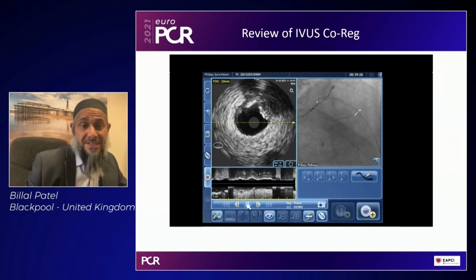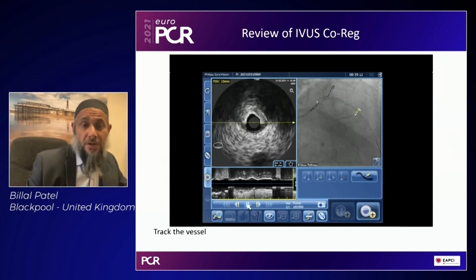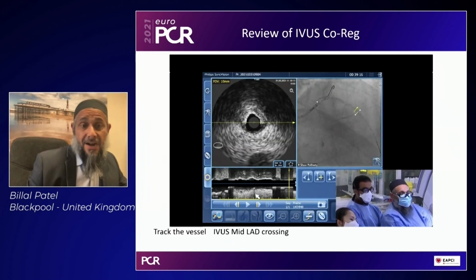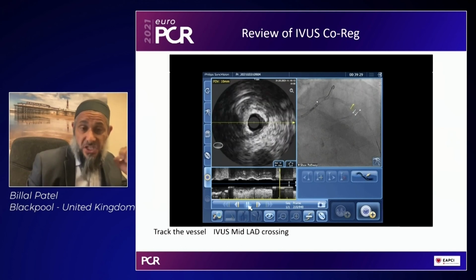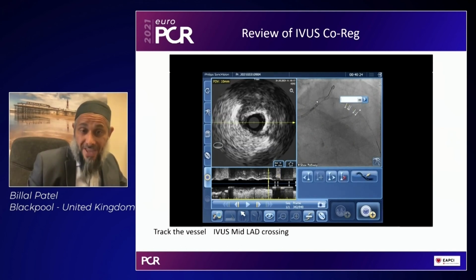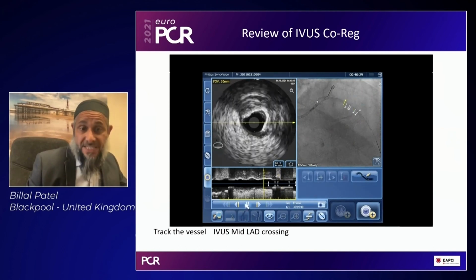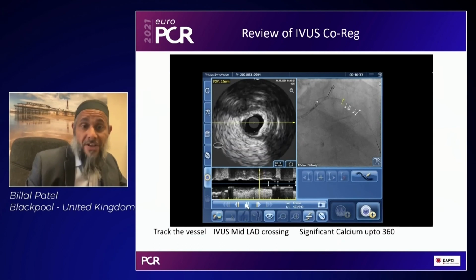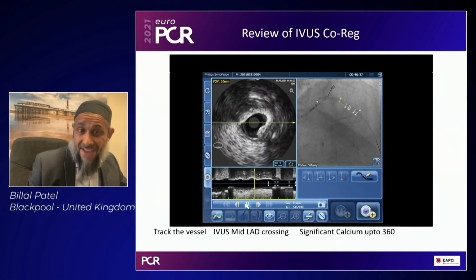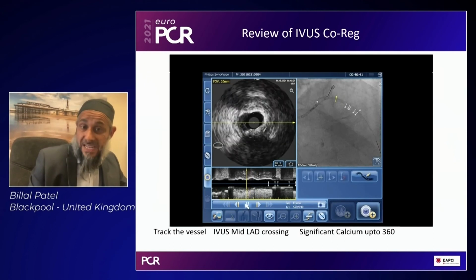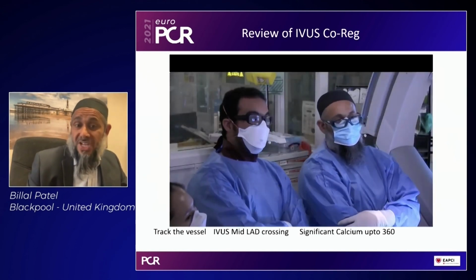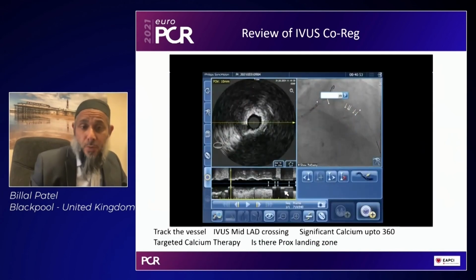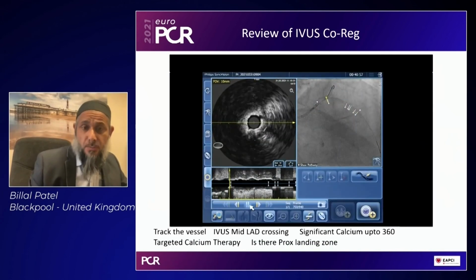So the important thing in this setting is that this technology can also be used for targeted calcium modification. So we can target the area which has got the most severe calcification using the technologies we have available. Should also add that the IVUS catheter did not cross the mid-LAD here, so we couldn't go into the more distal vessel because we're using the Eagle Eye catheter, which can be bulky.